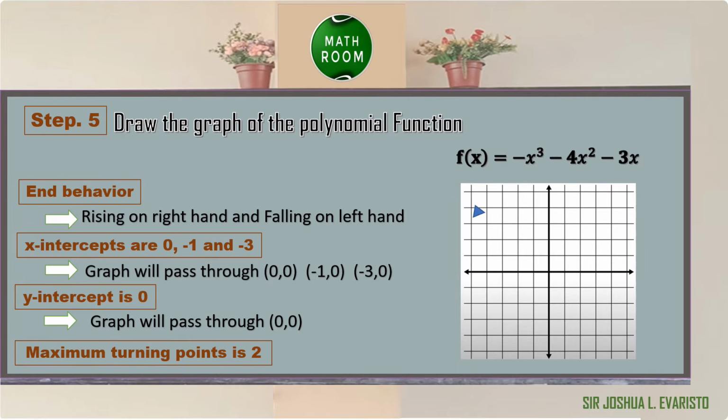After identifying the end behavior, which is rising on the left hand and falling on the right hand, we can now plot the points in the Cartesian plane. We have (0, 0), point (-1, 0), and point (-3, 0). Then we can connect them using curves. As you can see, the graph of the polynomial function started on the second quadrant, passing through the x-axis, going to third quadrant, passing through the x-axis, going to second quadrant, passing through the origin, going to fourth quadrant.